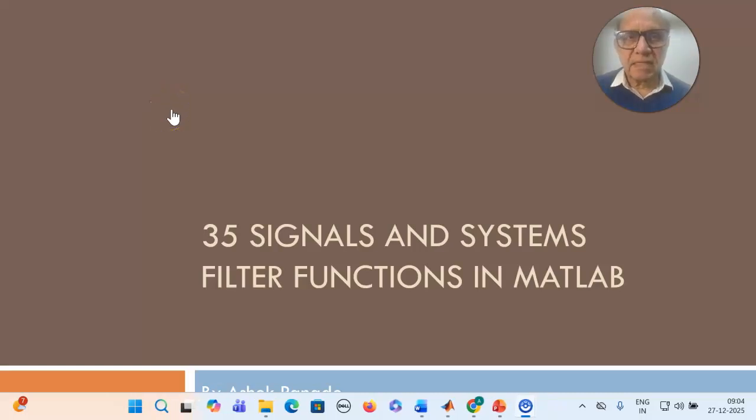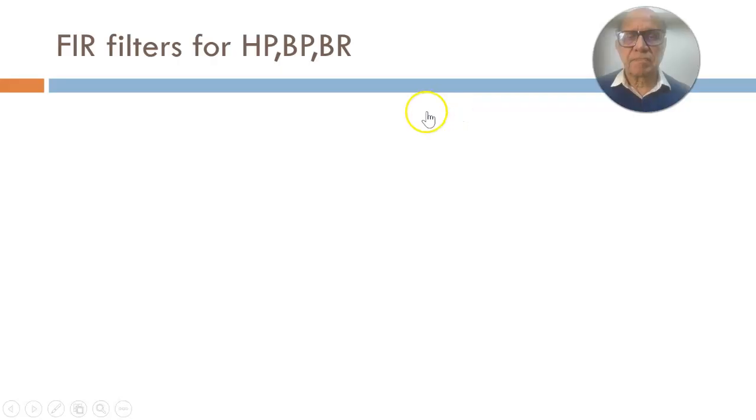So in this session, we are going to study filter functions in MATLAB. So let us start. In our previous session, we have seen how to obtain coefficients for low pass FIR filter analytically. That is, we looked at the ideal frequency response, took the inverse Fourier transform and found the coefficients. Now, similar technique can be used for high pass and band reject also.